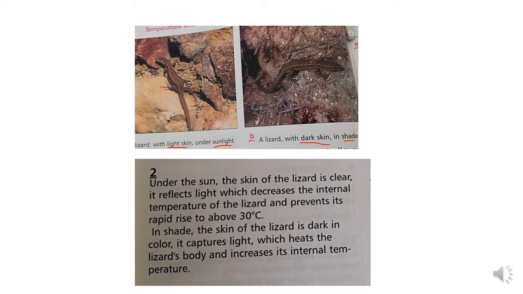So surely here under the sunlight the skin of the lizard is clear, it reflects light, which decreases the internal temperature of the lizard and prevents its rapid rise to above 30 degrees Celsius. That is why its color becomes light, so that its temperature doesn't rise above 30 degrees Celsius.